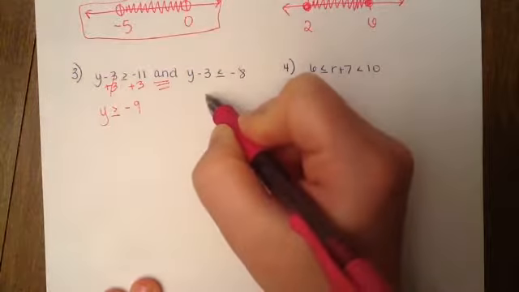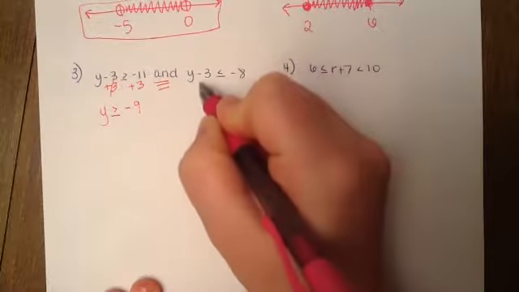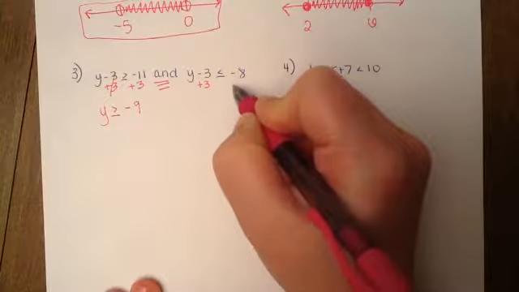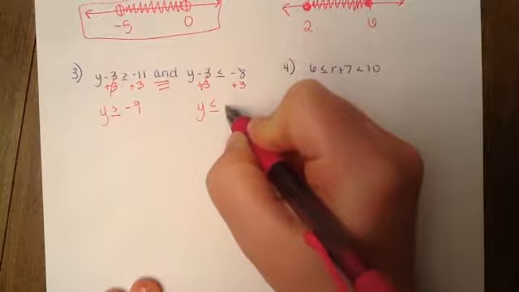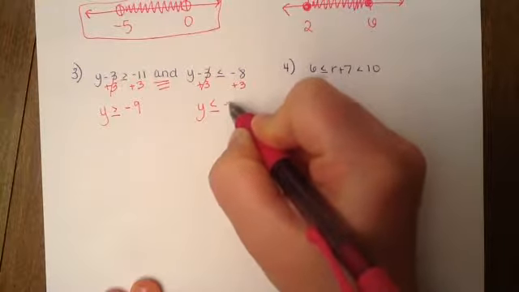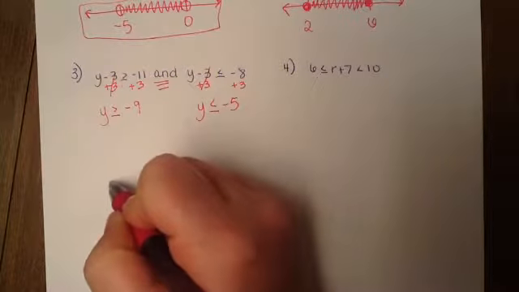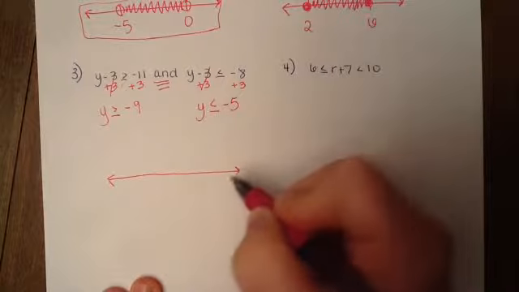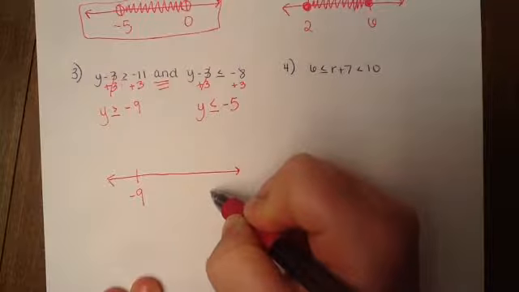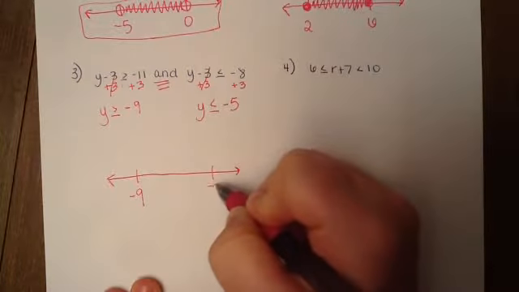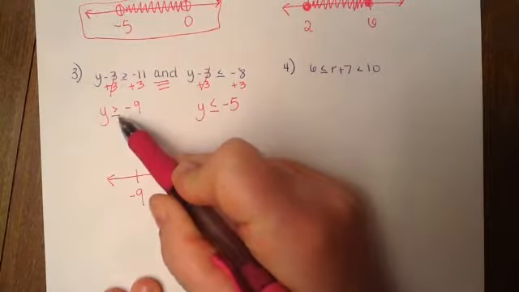And so I'm going to look at where both graphs are at. What am I going to do to solve for y? Add 3. Add 3. Y is less than or equal to -5. If I were to graph these, what two numbers need to be on my number line? -9 and -5.